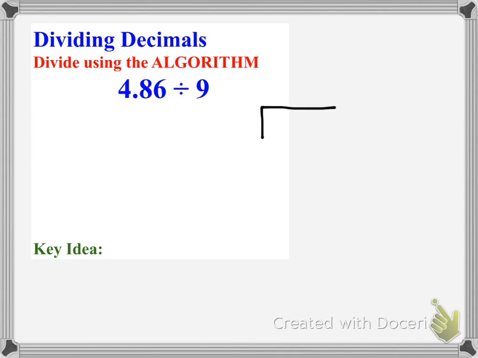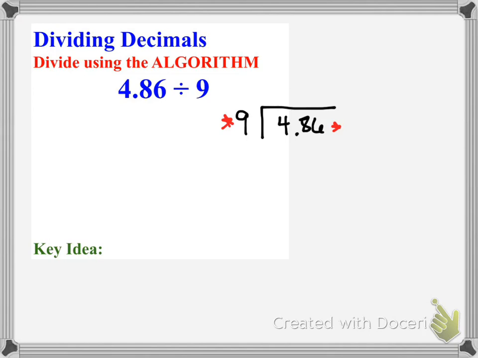So the first thing that we need to know is which number goes inside the division bracket whenever we rewrite it like this. And that's going to be the first number. The first number is called the dividend. So in this case, the dividend is 4 and 86 hundredths. And we're going to be dividing it by a 9 as your divisor. So each one of those would get a star like you see here.